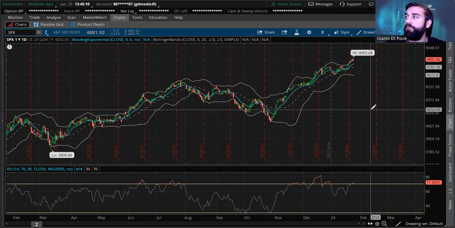Does that mean that stocks are going to continue going up? Does it mean that stocks may go sideways? Does it mean that stocks are going to go down? So technical analysis helps you understand where price may go. And then the question becomes, well, is technical analysis predictive? And I would say, no, not necessarily. It's all based on probabilities.